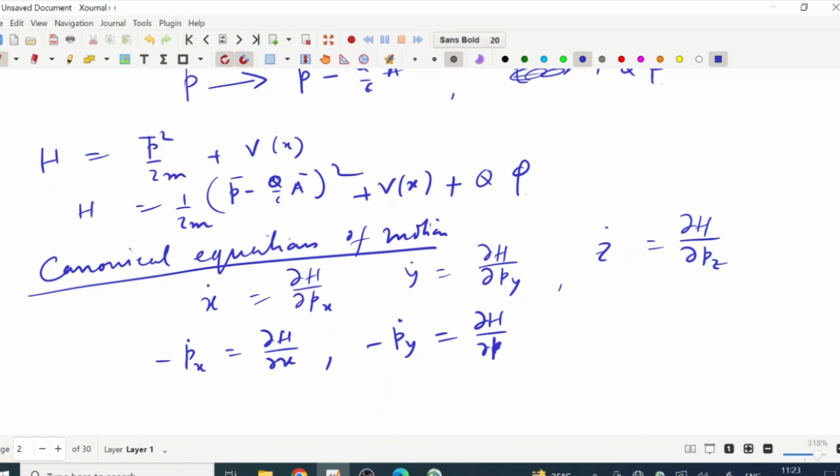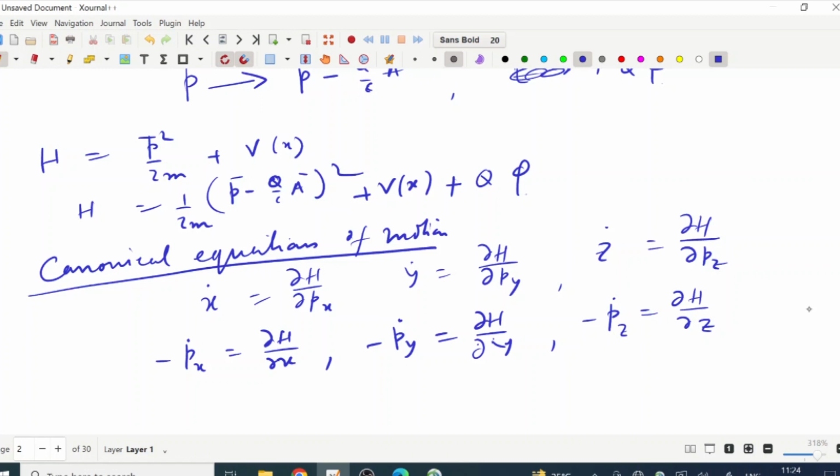y, and the third equation, or sixth equation rather, it will be del H by del z. So, this sixth equation, it is a 3-dimensional problem. So, you will get 6 equations in this system.